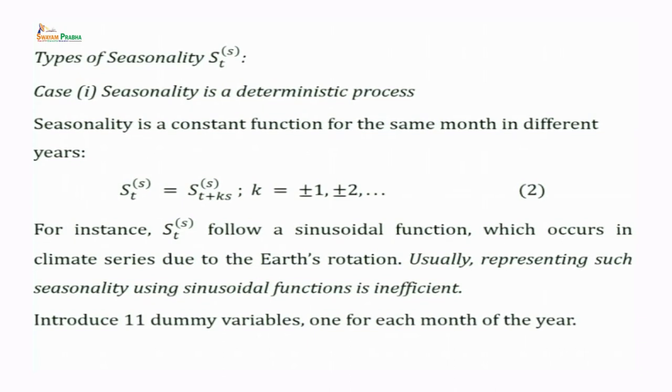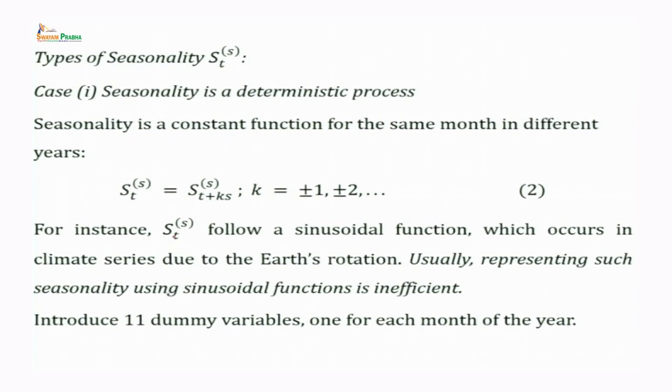Now, case one is that seasonality is a deterministic process. So, suppose seasonality is a constant function for the same month in different years. So, St_S is equal to St_{S+kS} for all k equal to plus minus 1, plus minus 2 and so on. So, after a period of S, the seasonality repeats itself.